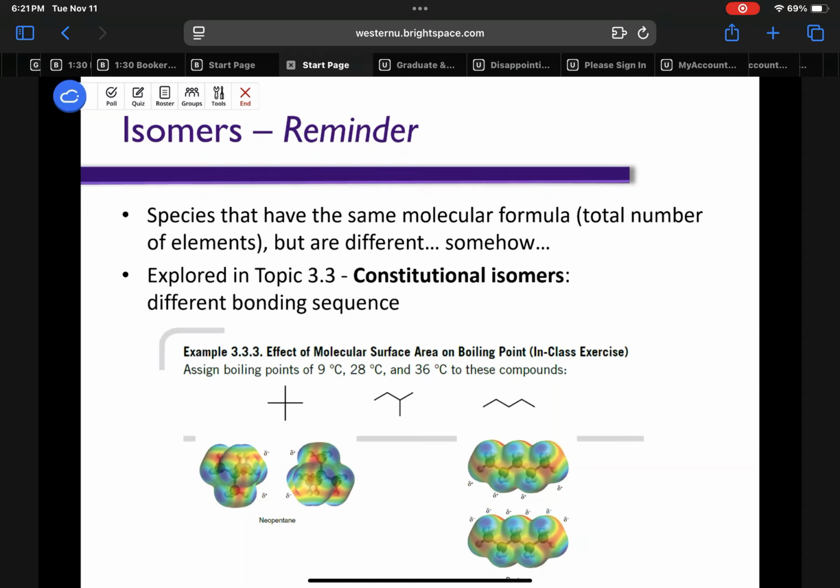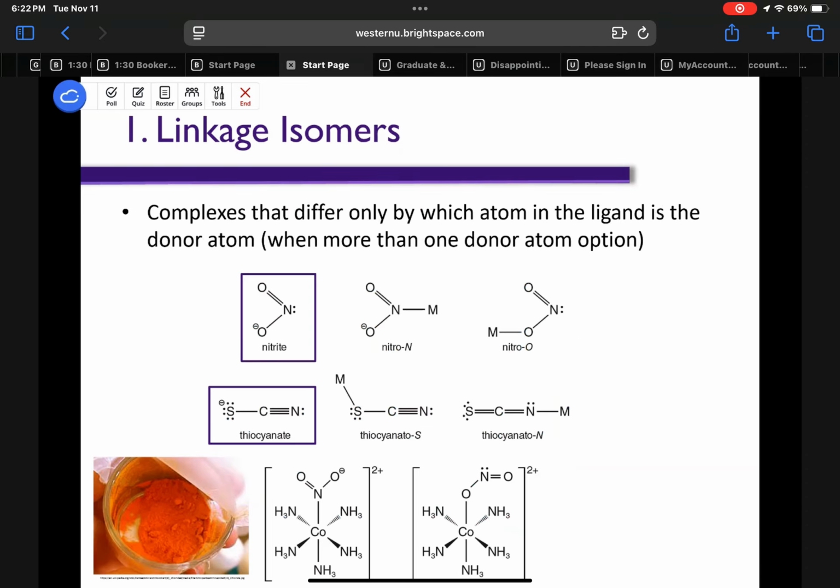Isomers have the same molecular formula, so the same total number of atoms, but somehow they're different. And we have a whole variety of different types of isomers. Same molecular formula, but different somehow. If it's a constitutional isomer, it's different based on the connectivity. So whether it's straight chain carbon or a branched chain hydrocarbon, those would be constitutional isomers. You've heard of cis-trans isomers, and today we're going to look at a variety of isomers that have to do with transition metal complexes. So the first one that we're going to look at is a linkage isomer.